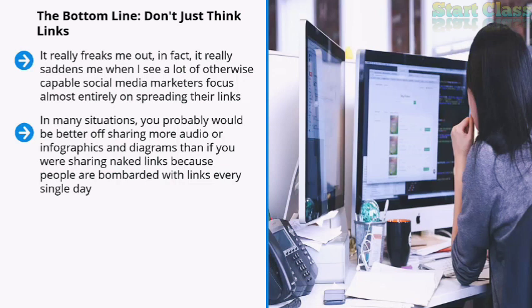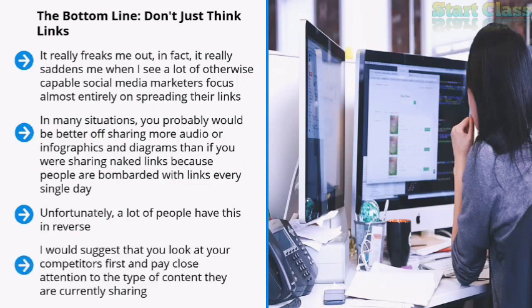You have to pay your dues. You have to become familiar enough to your target audience members using these different content types for them to eventually trust you enough to click on your link. Unfortunately, a lot of people have this in reverse. They start with the links, and when they get desperate, they then use other types of content. At that point, they're a day late and a buck short. Don't do that. Instead, use the derivative content first and then play up the links. Also, not all of these formats work with your particular style of website. I would suggest that you look at your competitors first and pay close attention to the type of content they are currently sharing.